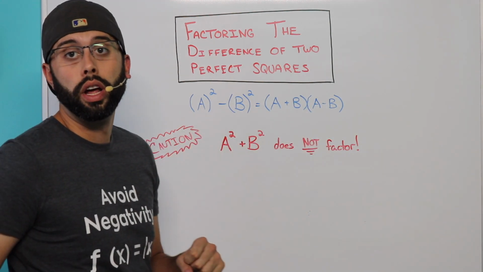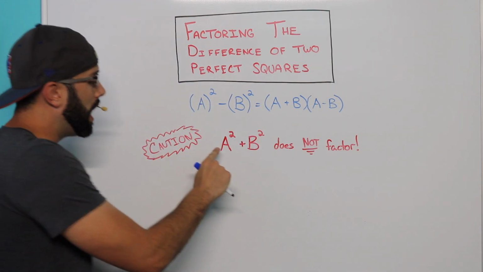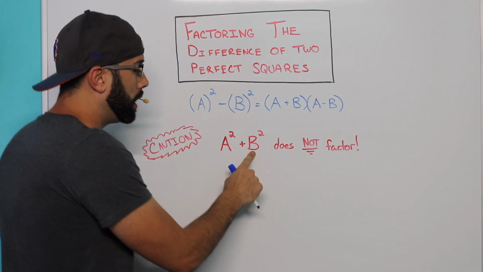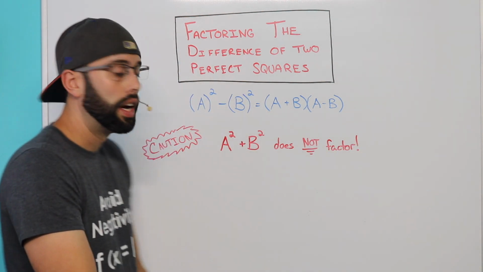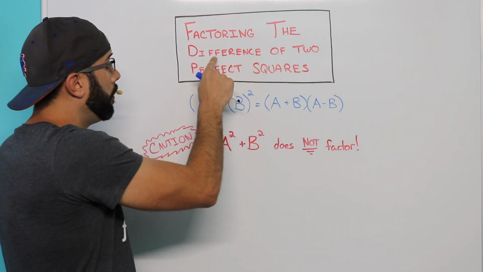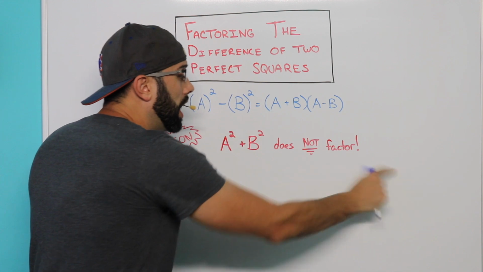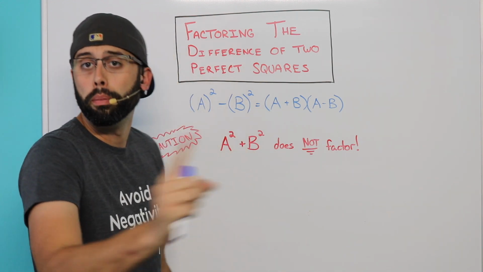those two numbers. Now what I want to point out, notice, it says caution, a squared plus b squared does not factor. This is a sum of two squares. It is not a difference, because difference is subtraction, sum is addition. It is not factorable. So please remember that.